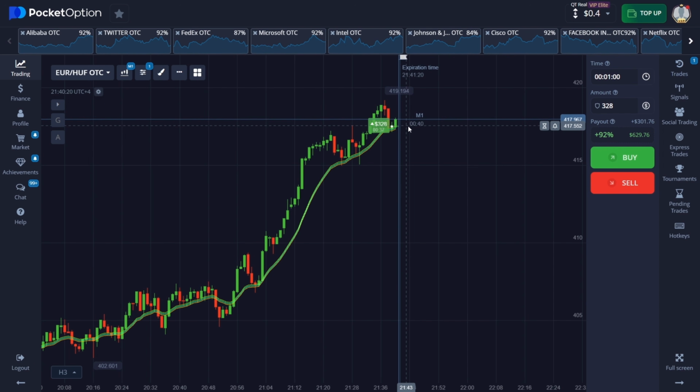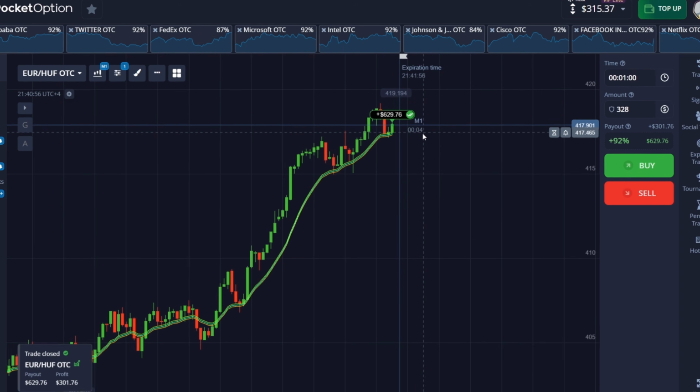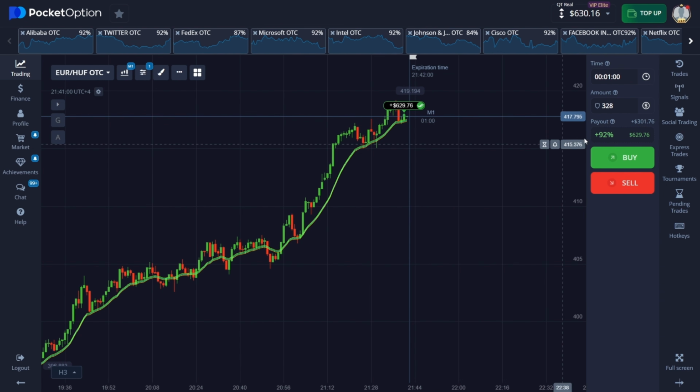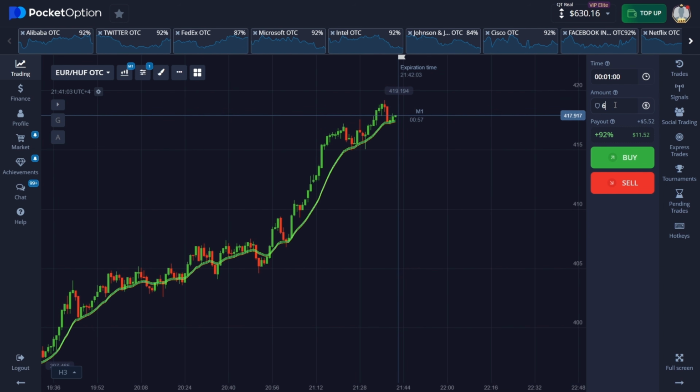The trade is currently in our favor, but with 35 seconds left, we won our fourth trade. My balance is now $630. Let's find a trade for $630.